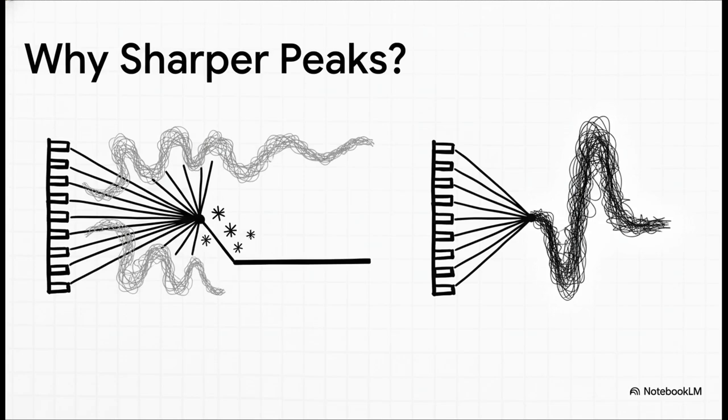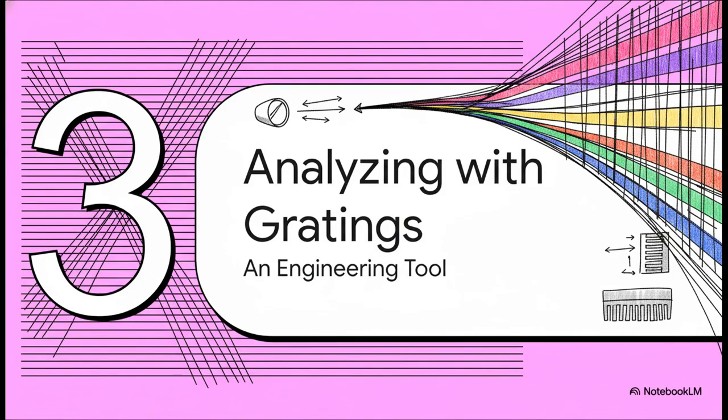This massive amount of cancellation just obliterates the fuzziness, and it forces almost all of the light's energy into those few perfectly defined bright lines. And this very principle, using a huge number of slits to create these super sharp peaks, gives us one of the most important tools in all of optics and electrical engineering, the diffraction grating.